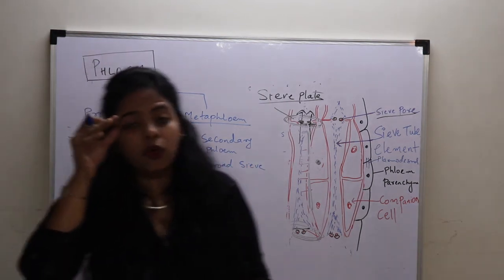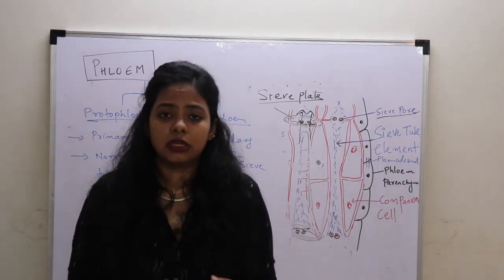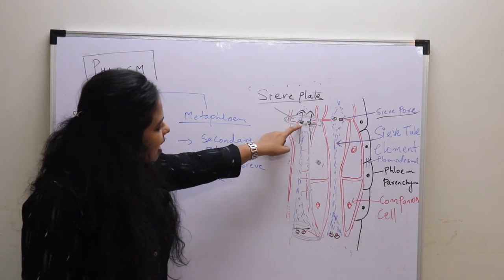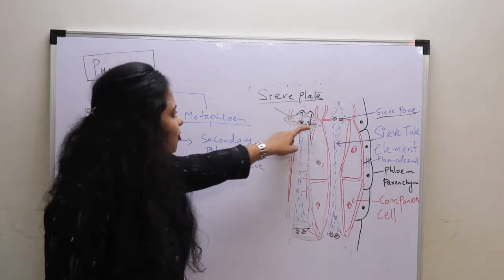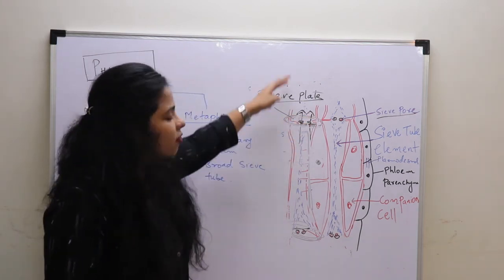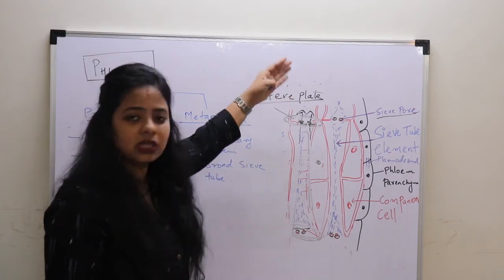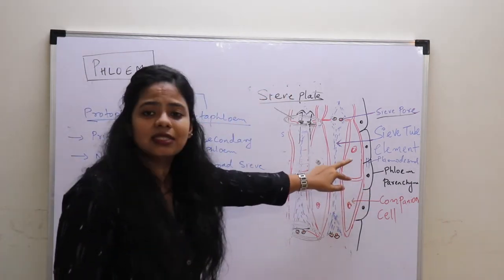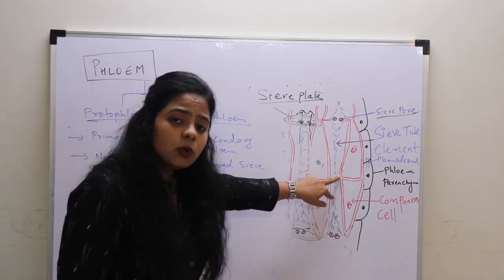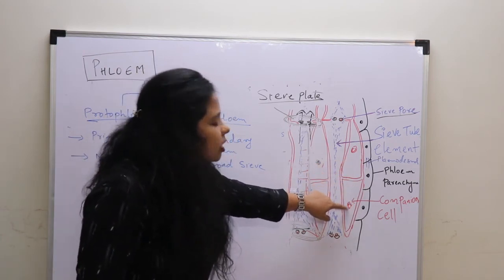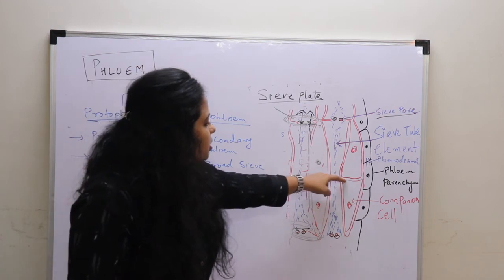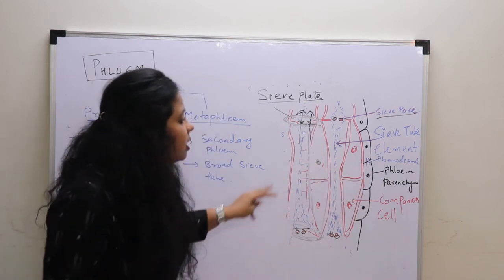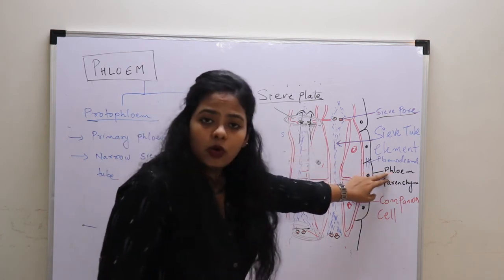Phloem consists of four parts. The first part is sieve tube. As you can see in the diagram, these are elongated cells having sieve pores at the end, forming a sieve plate, so that food can be conducted from one sieve tube to the next. The next type of cell is the companion cell. The companion cell is connected to the sieve tube. The companion cell's nucleus will control the activities of the sieve tube because the wall between the sieve tube and companion cell is perforated.